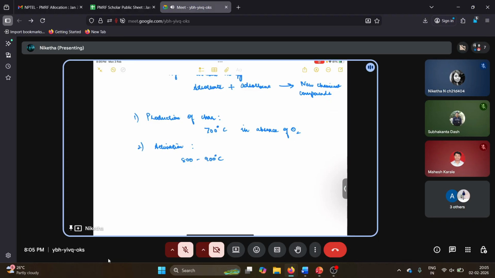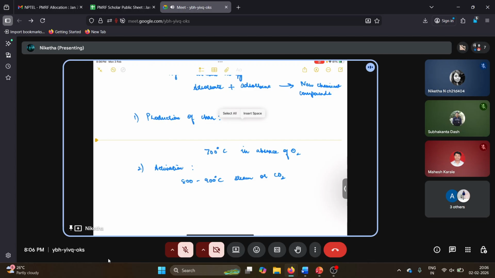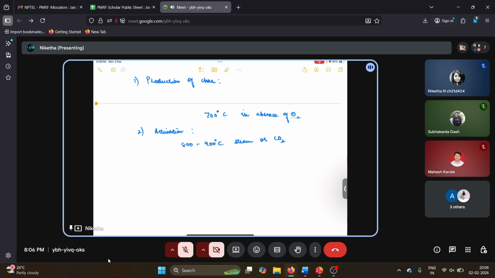And we will be activating it by passing a stream of steam or carbon dioxide gas. If we do this, then the pore structures will be increasing, and they will have a highly porous surface. This process is called activation. So producing activated carbon is a two-step process. First, we produce the char by heating in the absence of oxygen at 700 degrees, and then we activate it by passing steam or CO2 at 800 to 900 degrees Celsius.